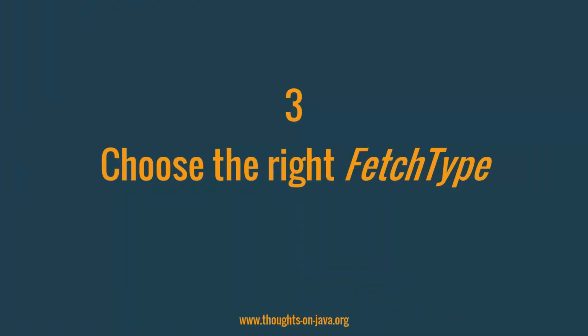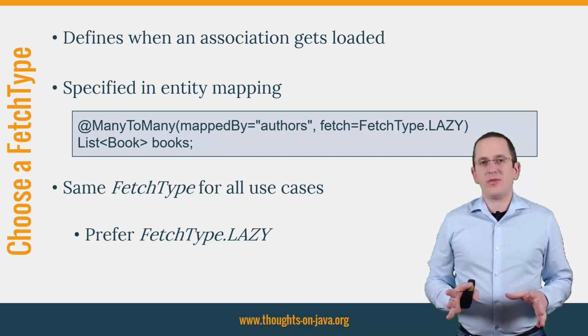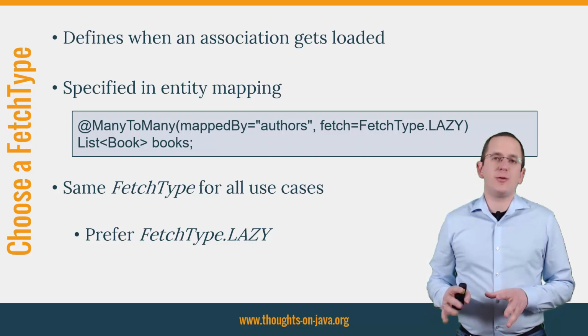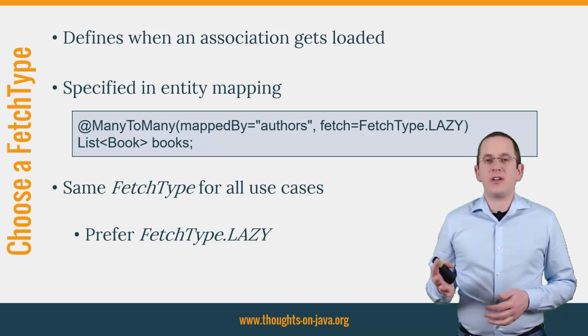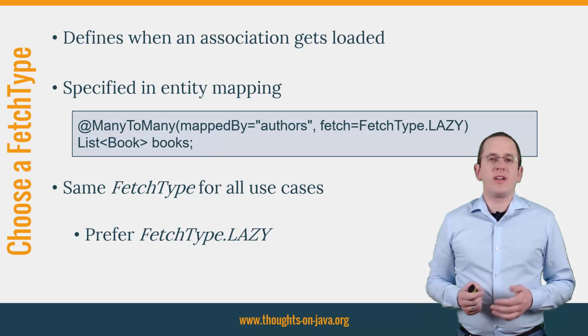Tip number 3. Choose the right fetch type. Another common issue is the usage of the wrong fetch type. It is specified in the entity mapping and defines when an association gets loaded. FetchType eager forces Hibernate to initialize the association when it loads the entity. That can result in a huge number of additional queries.